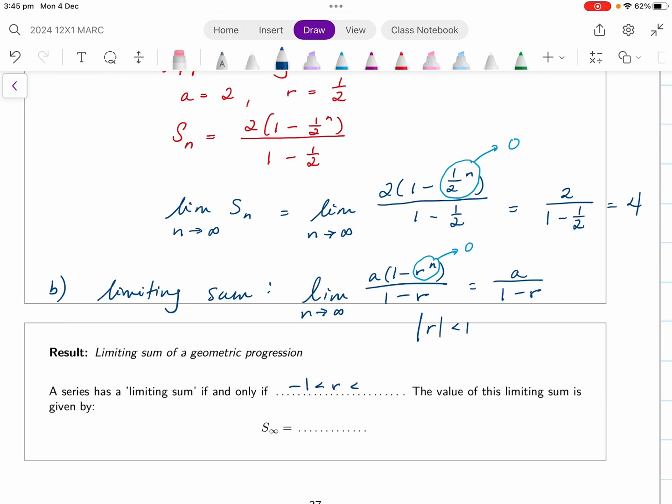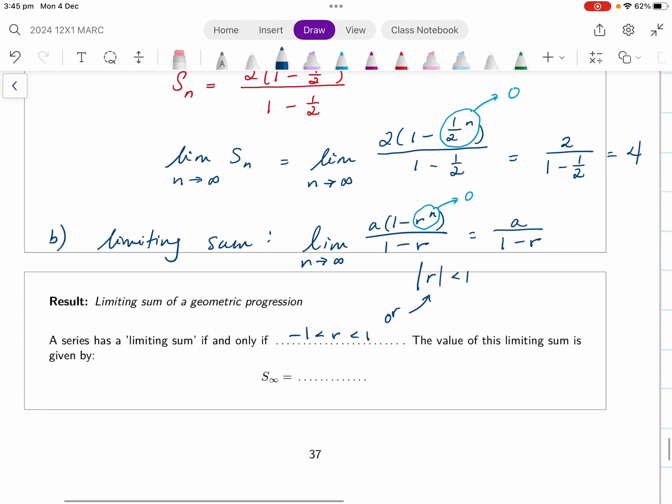Let's put it in this format first. If your common ratio is between -1 and 1, or the absolute value of your common ratio is less than 1, and therefore, if that's the case, we have a limiting sum, and it's going to be a on 1 minus r. And again, this formula for the limiting sum is on our reference sheet on the first page, upper right-hand side.